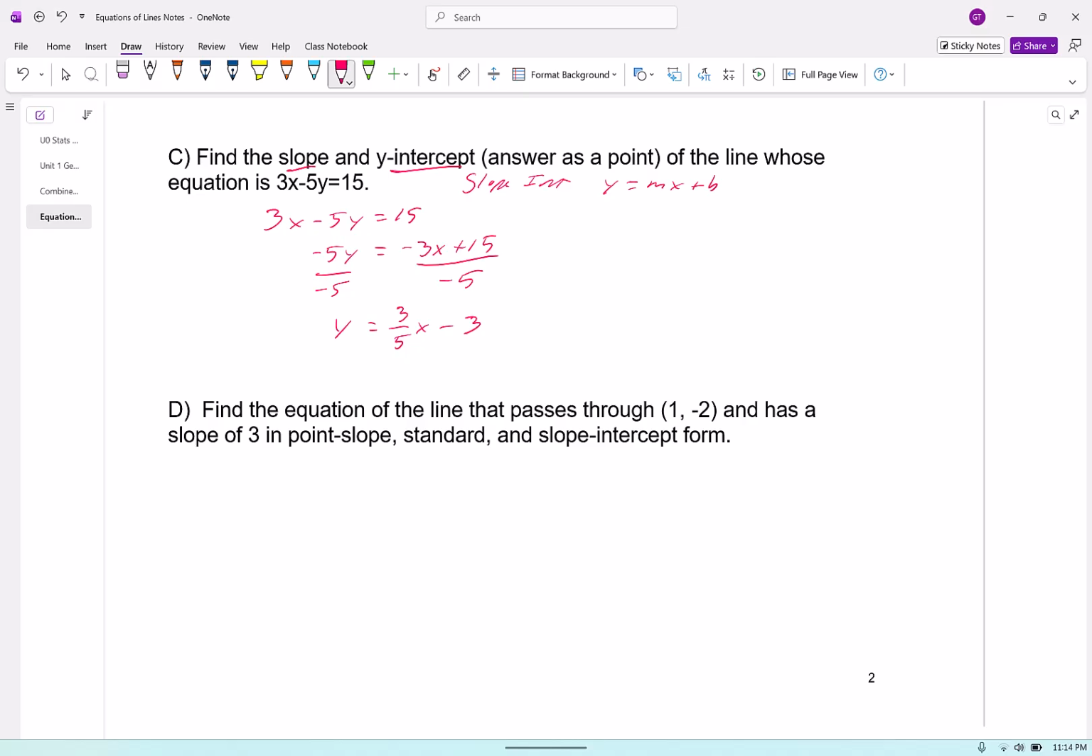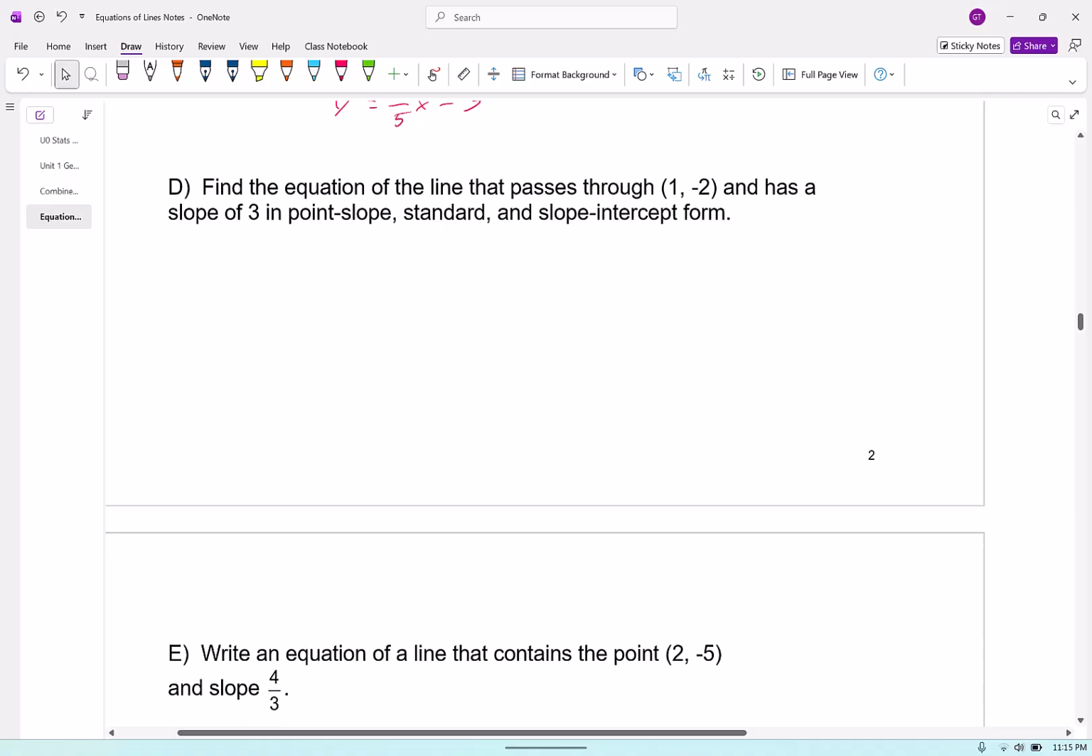And so now, what is my slope? My slope is going to be 3 over 5. And my y-intercept, remember the b portion here is the y-intercept, but that's the point. The x-coordinate of a y-intercept is always 0, and then b is the second number, so it'll be (0, negative 3) is how I would answer that as a point.